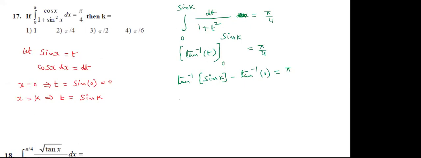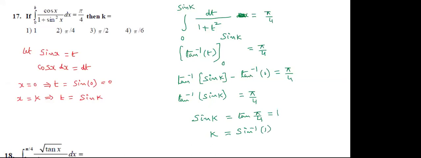Now, tan inverse of sine k is equal to pi by 4. Now, what is sine k? Sine k is equal to, tan inverse going to right hand side, it is going to tan pi by 4. Tan pi by 4 value is 1, but we need k value. Sine also send right hand side. We get sine inverse of 1. Sine inverse of 1 means that is pi by 2. So third option is correct.